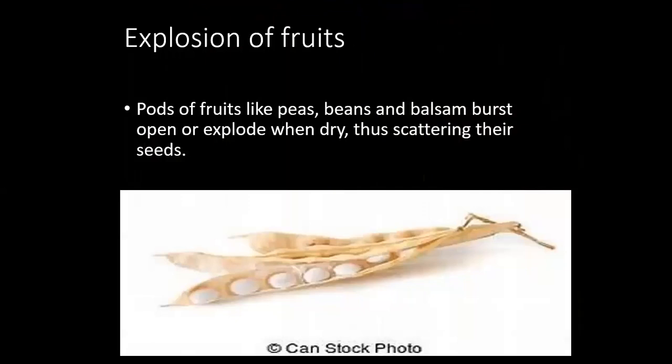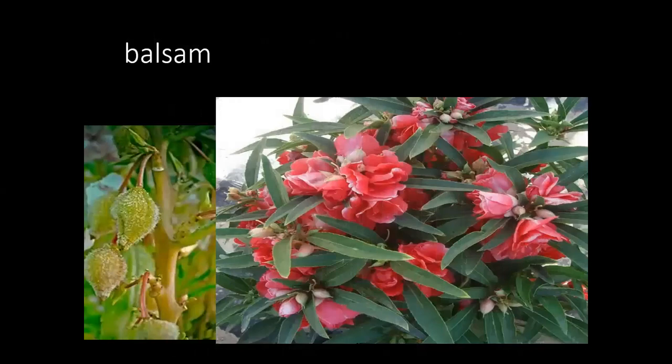Now, another interesting one is explosion of fruits. The pods of some fruits like peas, beans, and balsam, if we don't pluck some peas and they are left there on the plant, they become big, mature, and dry. When they dry, the pods open with pressure. The seeds are scattered here and there, and when they find proper conditions, they again grow into a new plant.